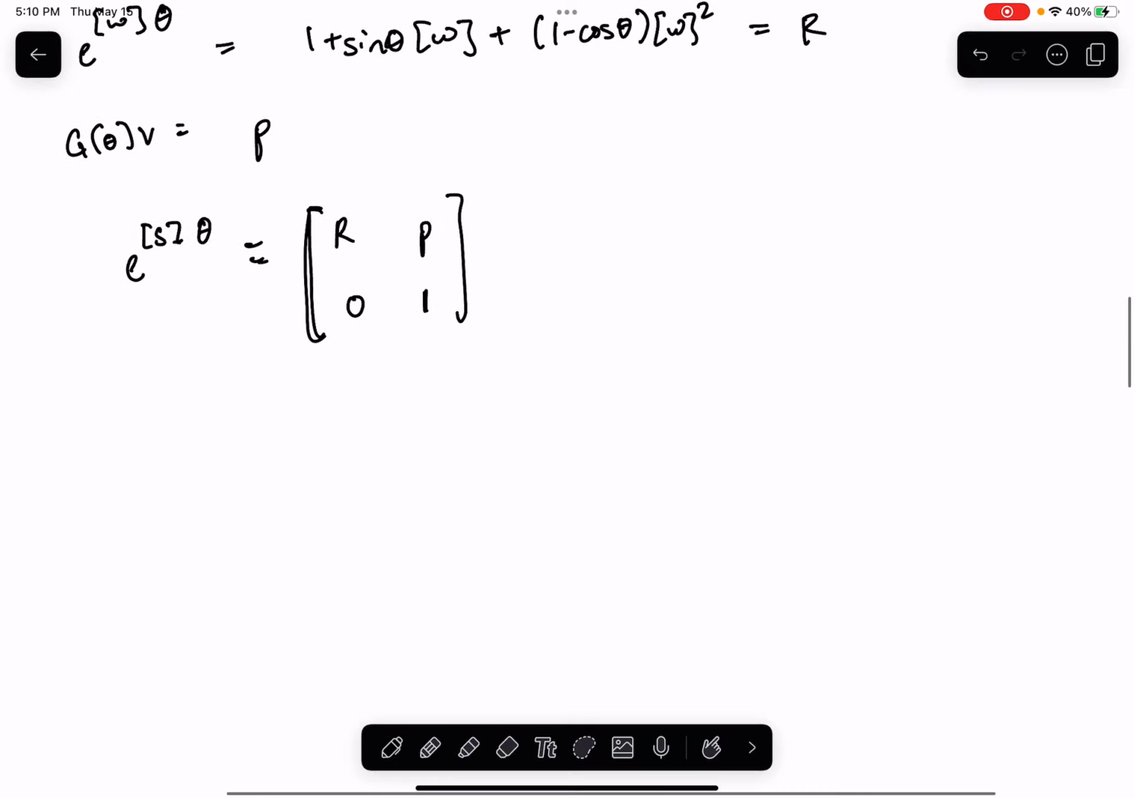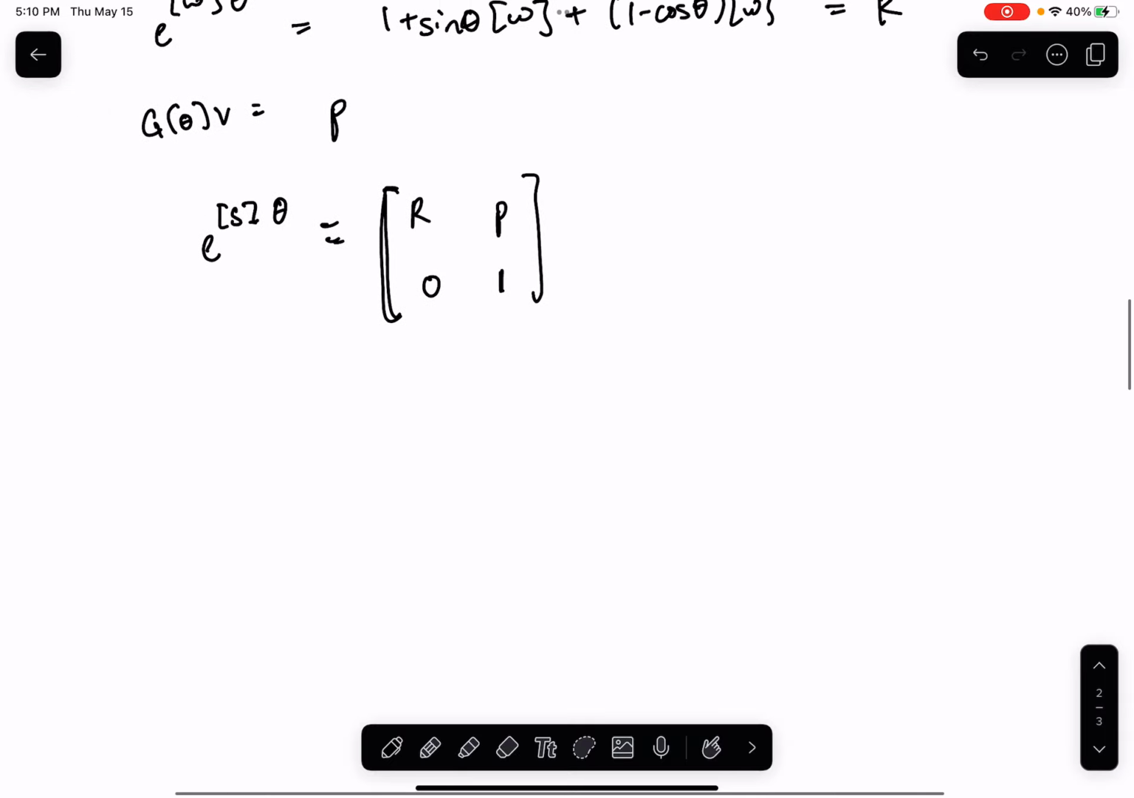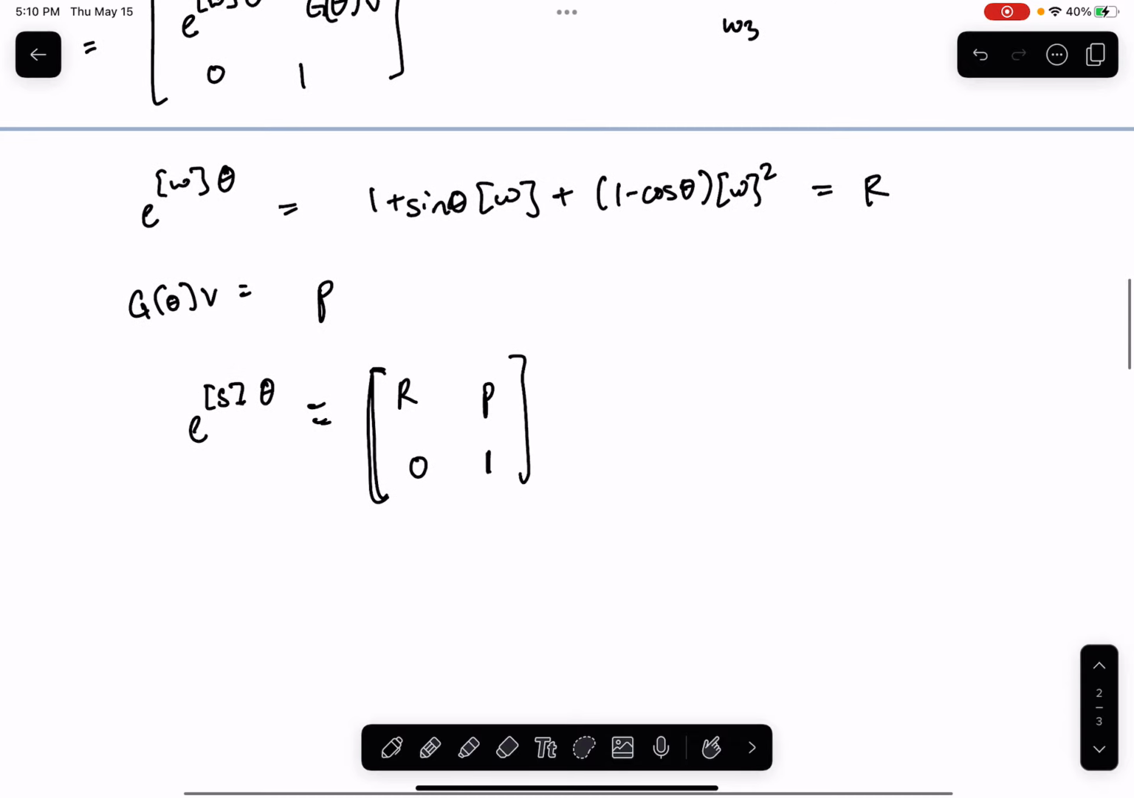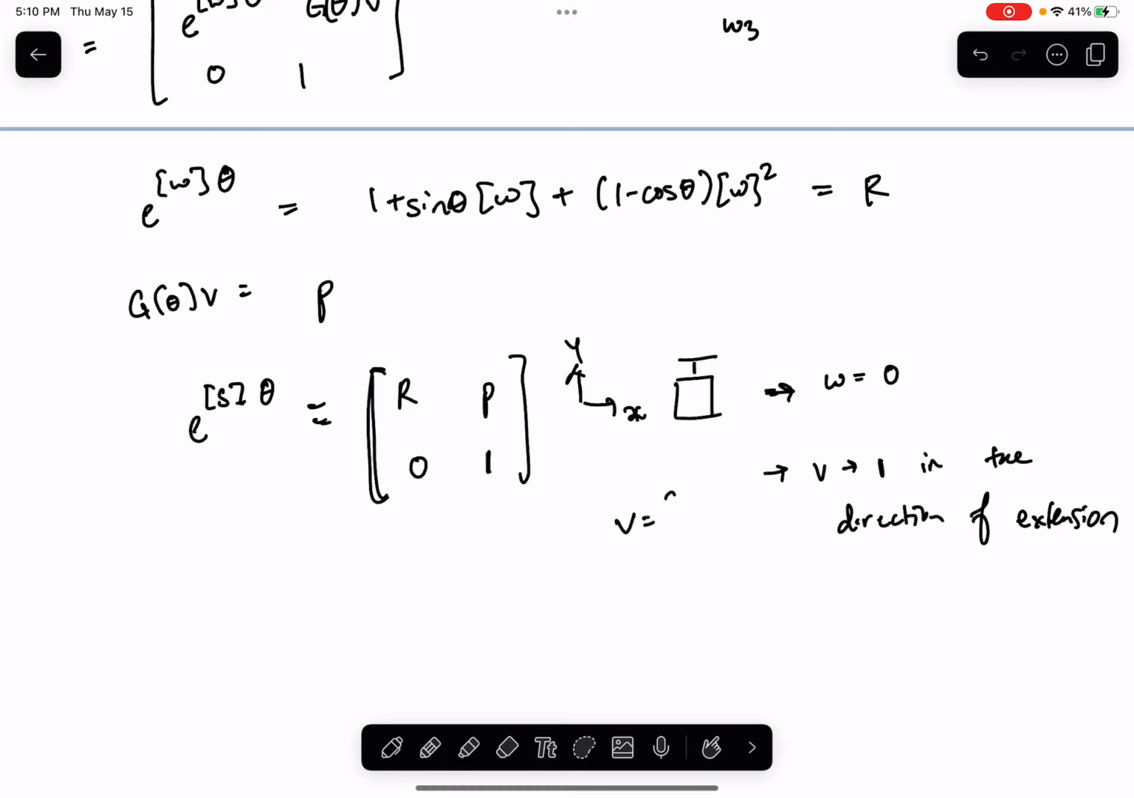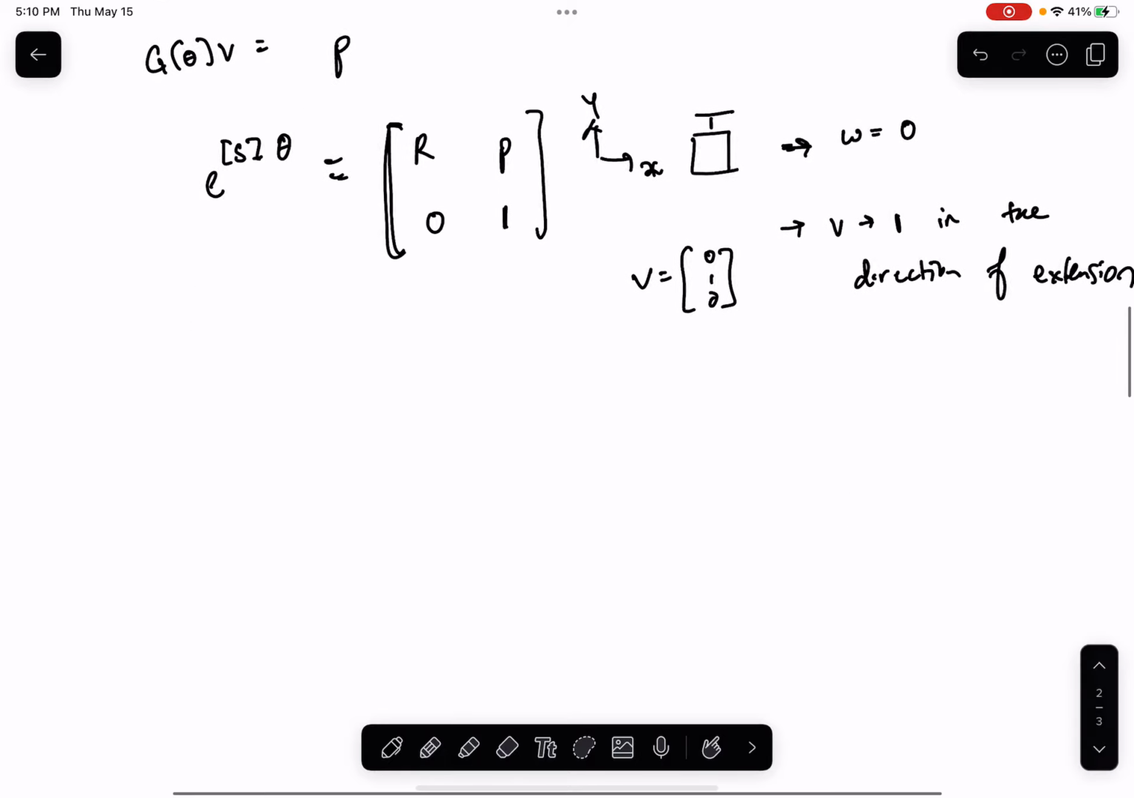Now, how do we put this all together? Let's do a practice problem. Oh wait, before we get to that, let's go over prismatic joints. For prismatic joints, since there is no rotational component, our omega is just the zero vector, and v is just 1 in the direction of extension. So with our axes being y and x, our v in this case would just be 0, 1, 0. So now let's do our example.